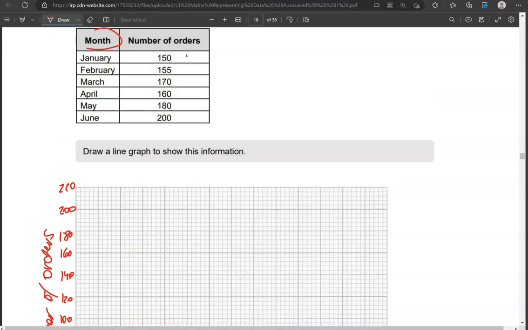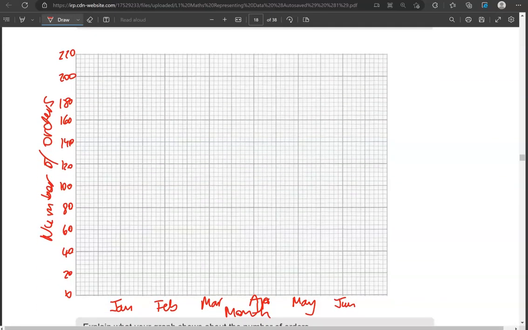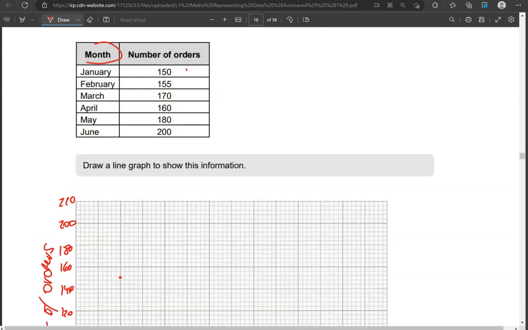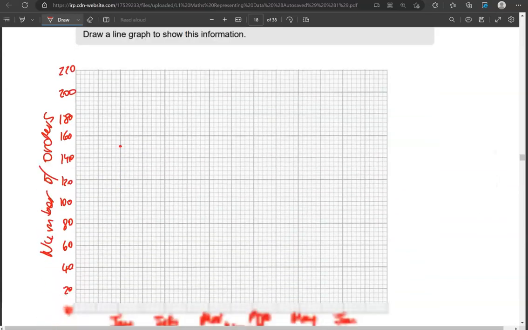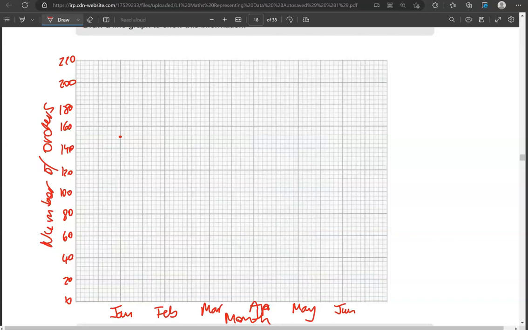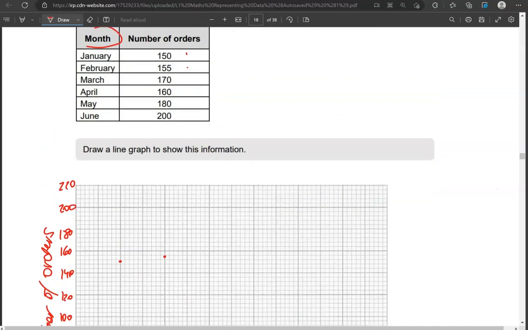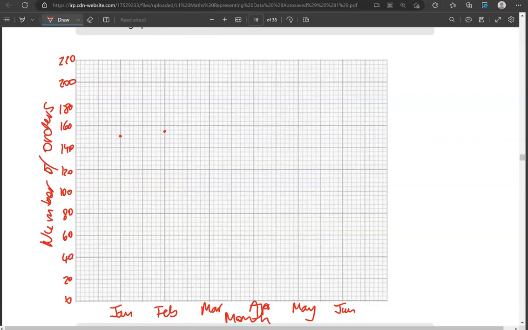So we've got January 150. That's right in the middle between 140 and 160. February 155. So that is halfway between 150 and 160. So somewhere here. March 170, halfway between 160 and 180.